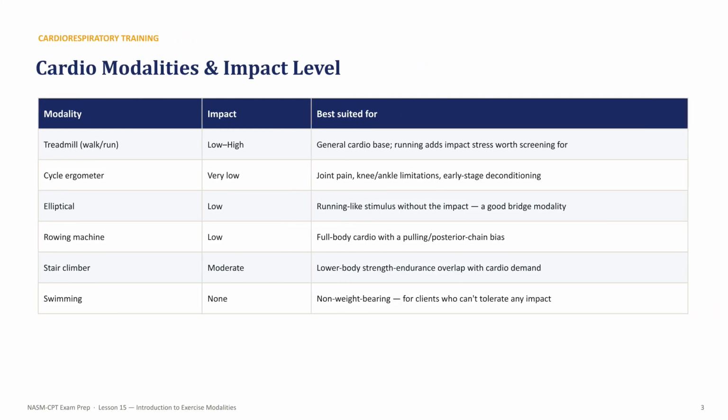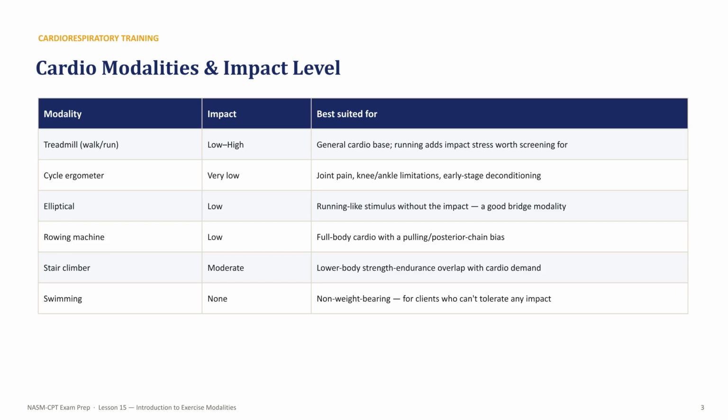Let's start with cardiorespiratory training. Treadmill, walking or running. Impact ranges low to high. Best suited for a general cardio base, though running adds impact stress worth screening for. Cycle ergometer. Very low impact. Best suited for joint pain, knee or ankle limitations, early stage deconditioning. Elliptical. Low impact. A running-like stimulus without the impact. A good bridge modality.